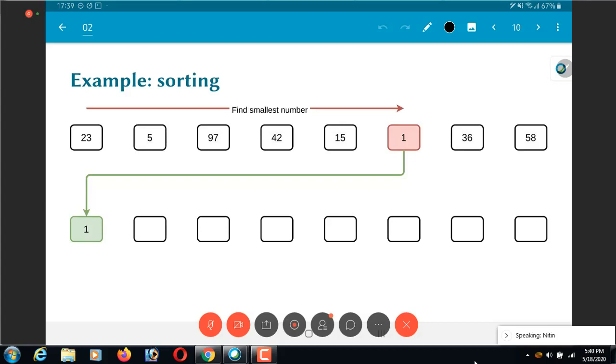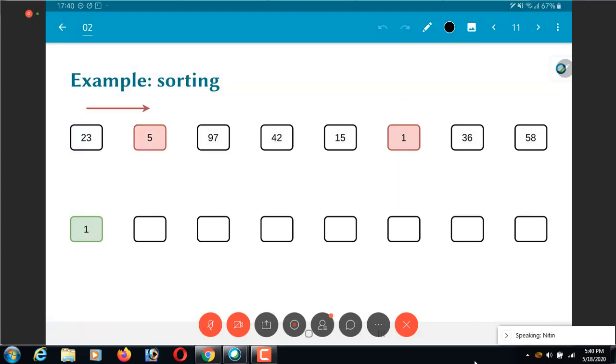Now, what do I do next? One thing that I could choose to do is to once again scan through from the beginning. I always start from the beginning, that is the leftmost number. I now scan through and find the second smallest number. What do I mean by the second smallest number? I need to make sure that I am looking at numbers that have not already been marked and sorted. So anything marked in red, I have to skip over. So I find 5 in this case and it goes down into its appropriate location on the lower row.